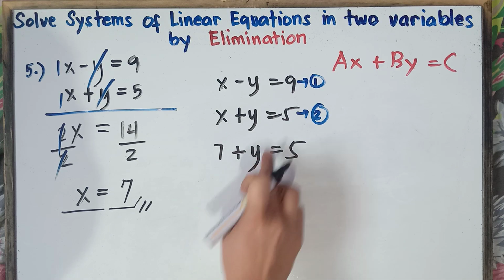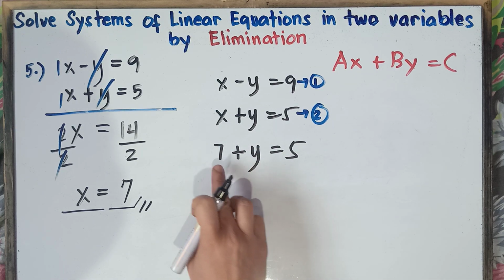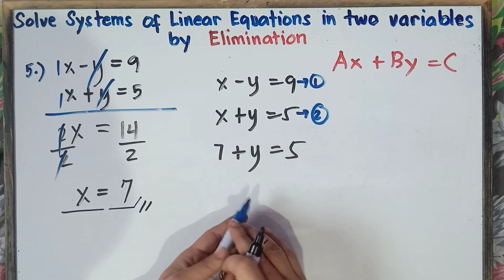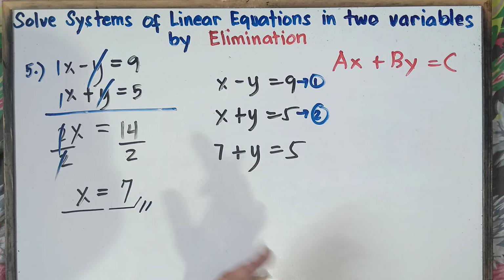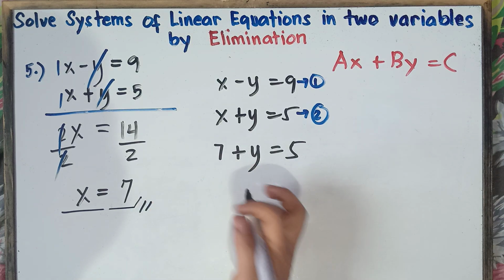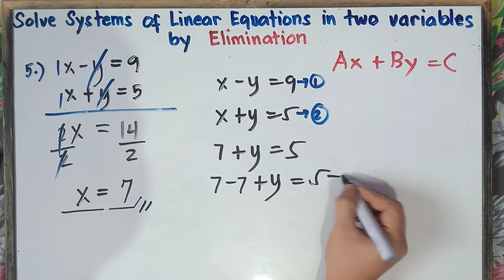So 7 plus y equals 5. And then to get the value of y, we can just simply transpose 7 from left to right, or we can subtract both sides by 7. So once again, you have two solutions. You can apply the subtraction property of equality. You can subtract both sides by 7. Plus y equals 5 minus 7.